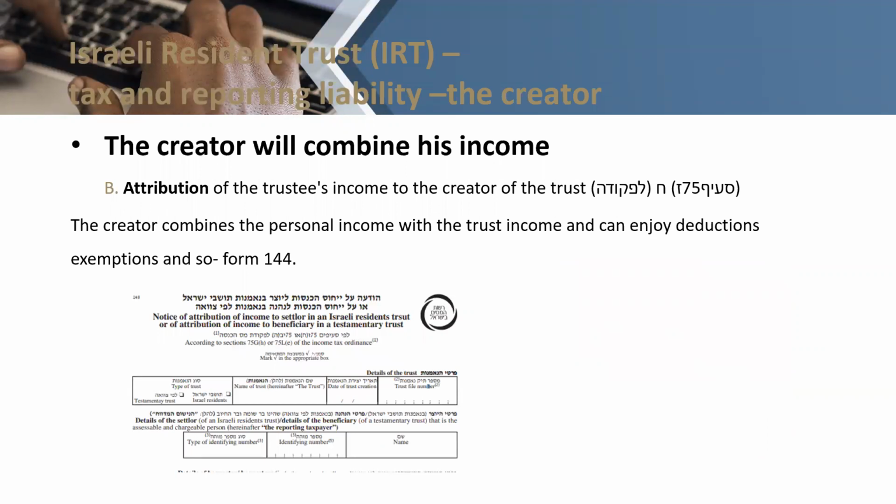The second possibility for the creator is attribution. When the trustee's income is attributed to the creator of the trust, the creator combines his personal income with the trust income and can enjoy deductions, exemptions, and so forth. The form is form 144. And this is the end. In the second part, we'll move forward to the other types of trusts.